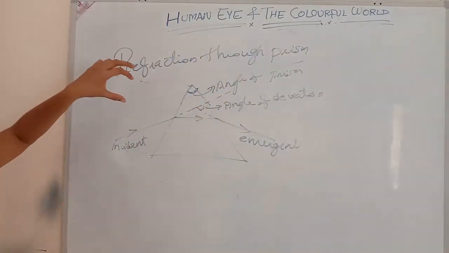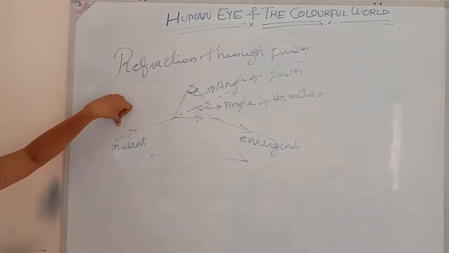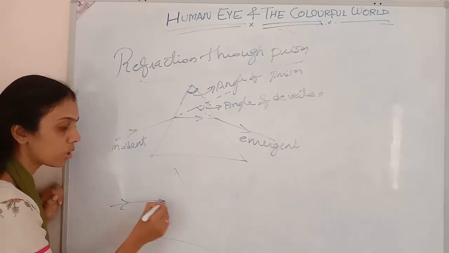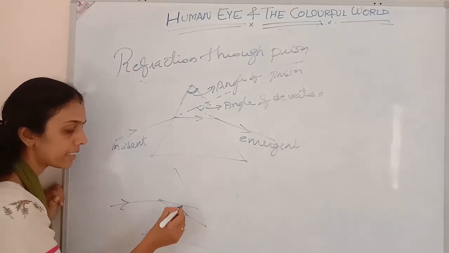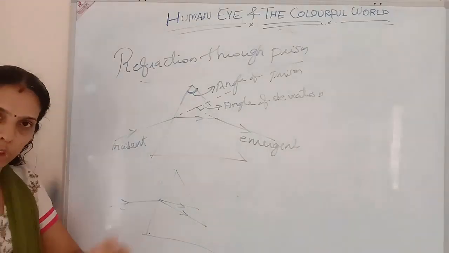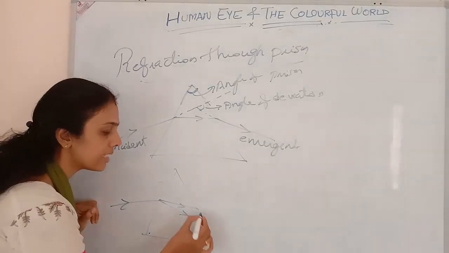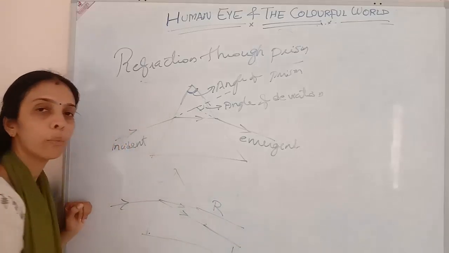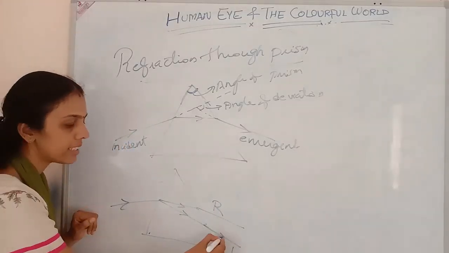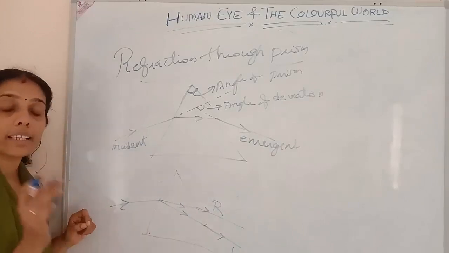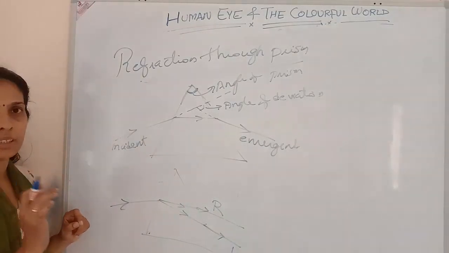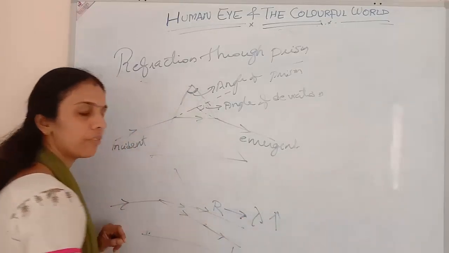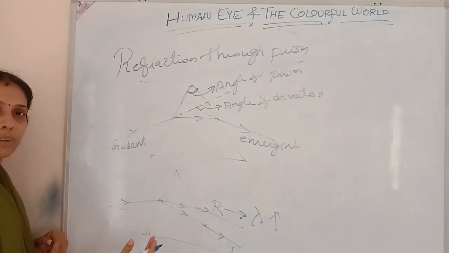And when white light is incident on the prism, what will happen? It will split into its constituent colors, that is, the VIBGYOR colors. Red will be the least deviated and violet will be the most deviated. Why? Because red has more wavelength, and if wavelength is more, velocity will be more.